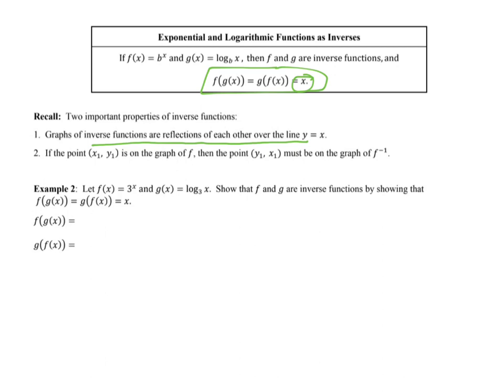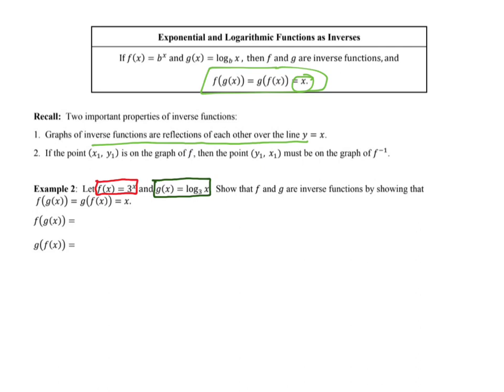So example 2 says, let f of x equal 3 to the x power. I'm going to make that red. Let g of x equal log base 3 of x. Show that f and g are inverses by showing that their composition gives me x.